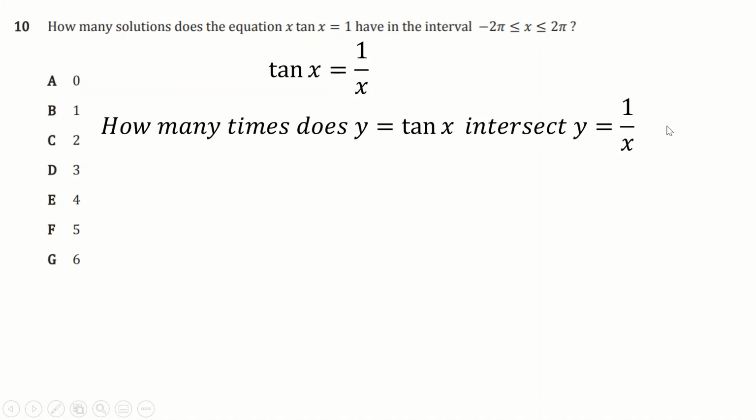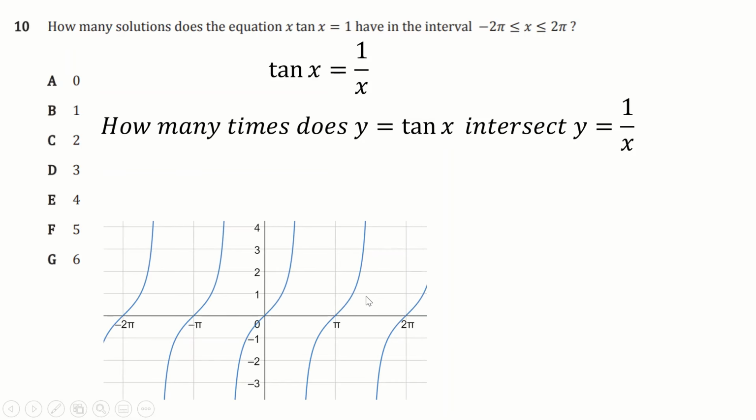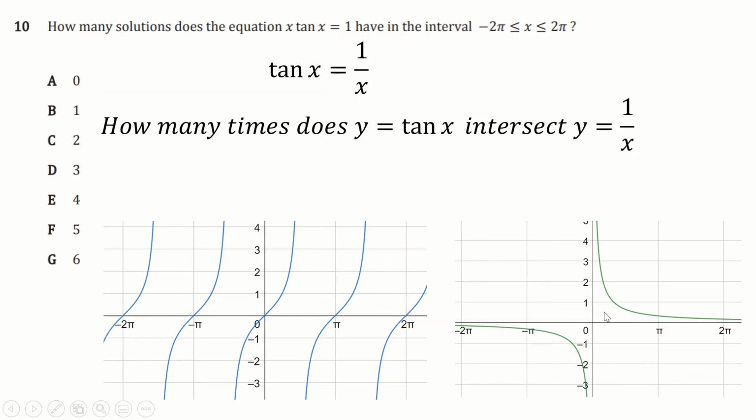Well, let's draw these 2 graphs. We should be able to draw both of these in this range. Tan looks like this. Quite difficult to draw, but you should be on top of that kind of thing, I think, if you're watching this kind of video. And then this is also easy to draw. And I just have to count how many times these things are going to intersect if I was to draw them on top of each other, which I can do.